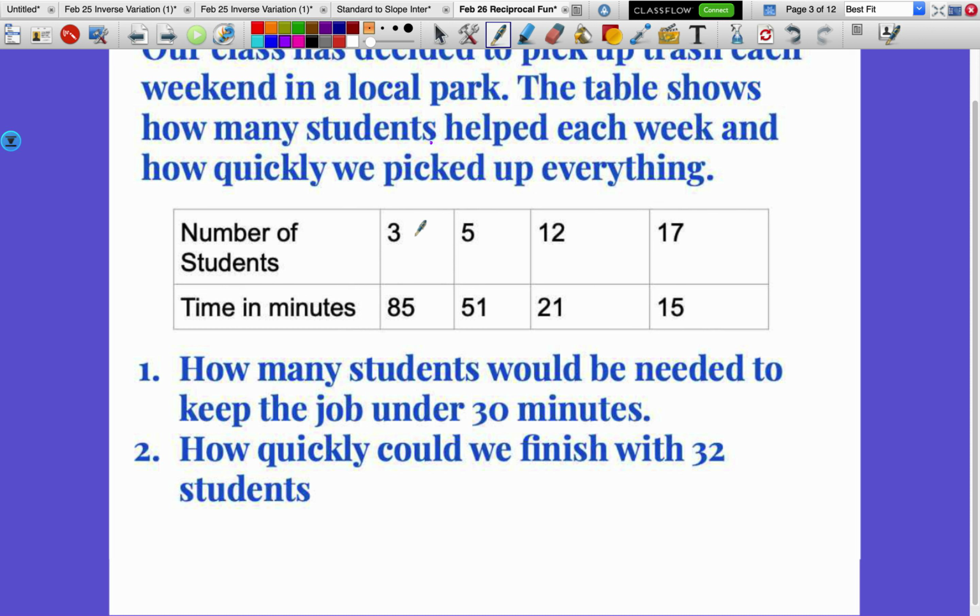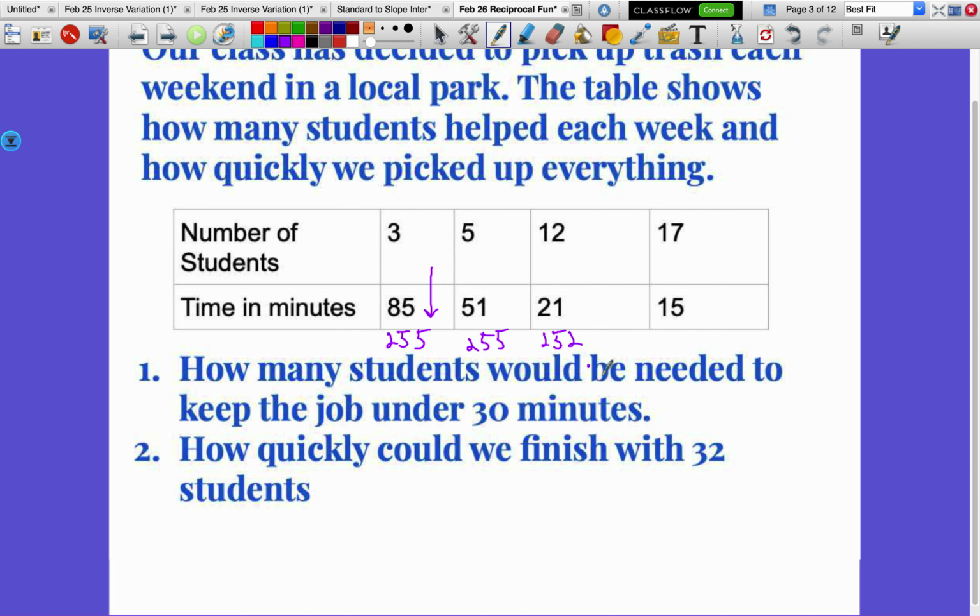So notice here, these two are varying inversely. One's going up while the other's going down. And if I multiply them, I will see 3 times 85, 255, 5 times 51, 255, 12 times 21 equals 252.